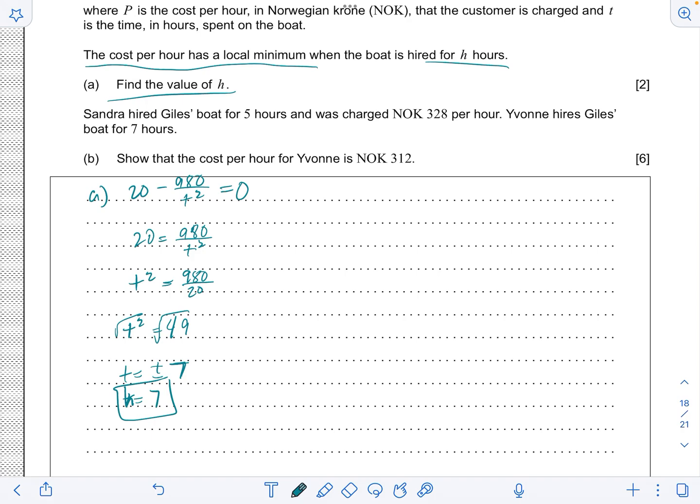Okay, for part B, Sandra hires Giles' boat for 5 hours and was charged $328. So we have a t value here of 5 hours and $328 per hour, which is our p. And we are to show that the cost per hour for Yvonne is $312 after 7 hours. So for Yvonne, we have t and we're trying to find p.